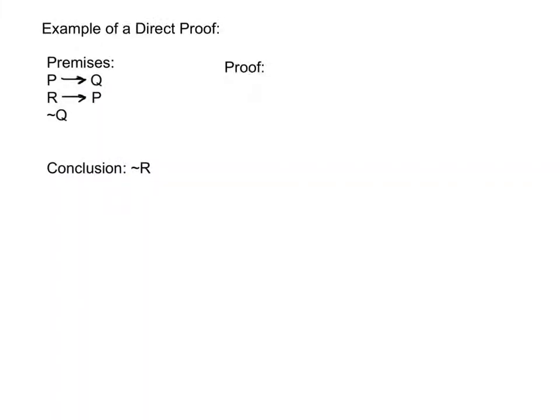So now I'm going to go through an example of a direct proof. So here are our premises. We're given if P, then Q. We're given if R, then P. And we're given not Q. So we know that not Q is going to be true. And we're trying to prove that not R is true. So we're going to do a two-column proof, and we're going to start with our premises.